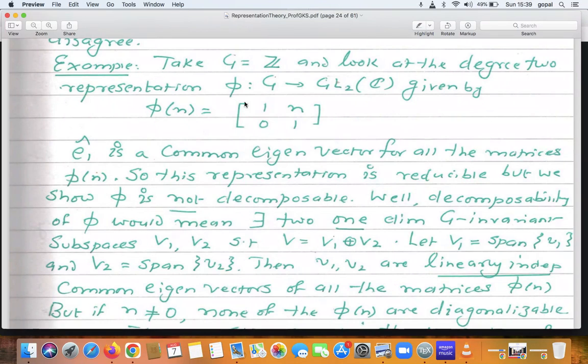Question is, will this representation decompose? If there are two complementary invariant subspaces, then it must be V1 direct sum V2. V1 will be one dimensional. V2 will be one dimensional. Because V1 is one dimensional, any non-zero vector will be a common eigenvector of all of them. Take any non-zero vector in V2, that will be a common eigenvector for all of them. So it will follow that all these matrices have a common basis of eigenvectors. All the matrices have two linearly independent eigenvectors common to all of them. That's blatantly false. Correct?